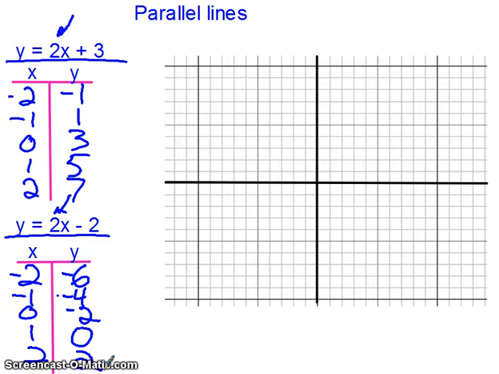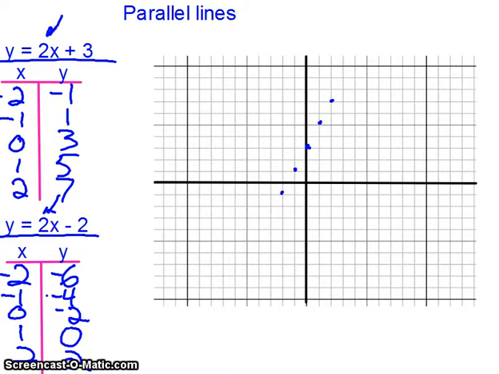Now let's go ahead and graph some of these points. -2, -1 would be right here. -1, +1, 0, 3, 1, 5, and 2, 7. And if we go ahead and use our line tool, we're going to wind up with a line that goes right through here. Very nice and neat.